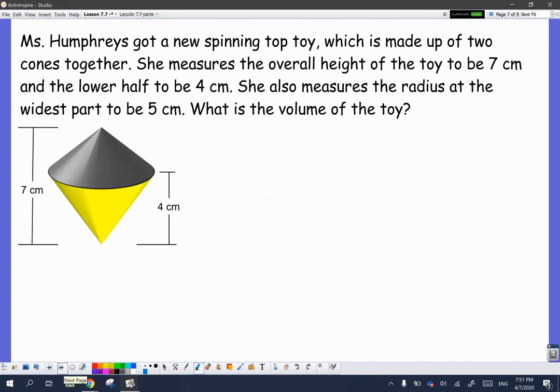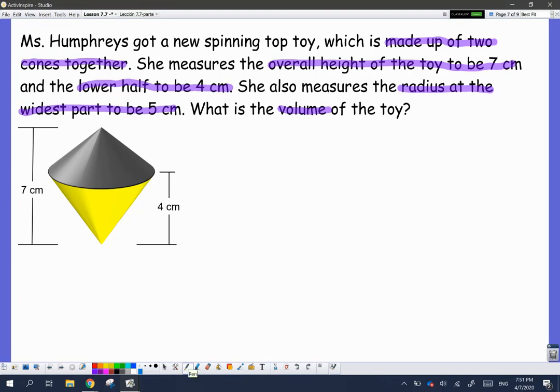Let's read the question. Miss Humphreys got a new spinning top toy, which is made up of 2 cones together. So that information might be important. Let's highlight that. She measures the overall height of the toy to be 7 centimeters and the lower half to be 4 centimeters. She also measures the radius at the widest part to be 5 centimeters. What is the volume of the toy?